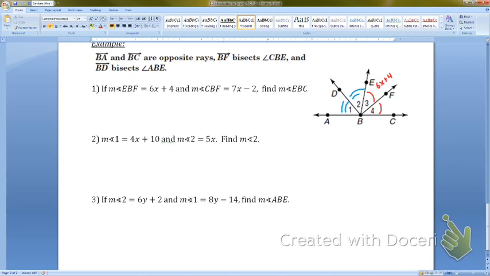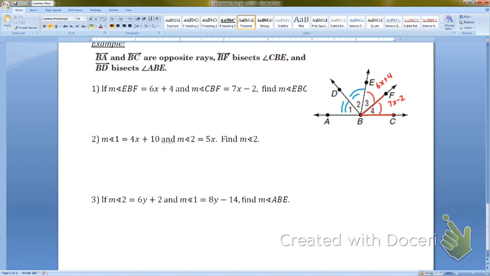And then it says CBF, C, so some of you that are maybe having trouble labeling your angles, start at C, go into B, and out to F. So it's talking about angle 4, is 7x minus 2. And it says find measure of angle EBC.